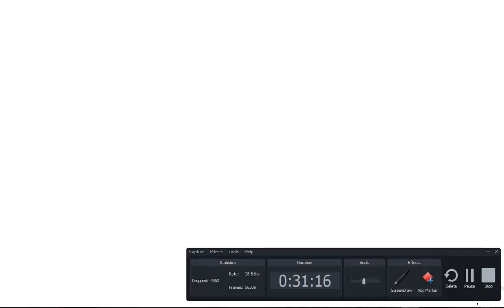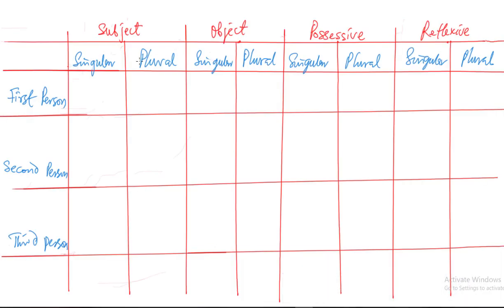For first person singular, I, plural, we, object, me, plural, us, possessive, singular, my or mine, plural, our or ours, reflexive, singular, myself, plural, ourselves.